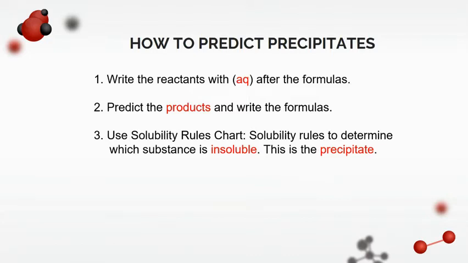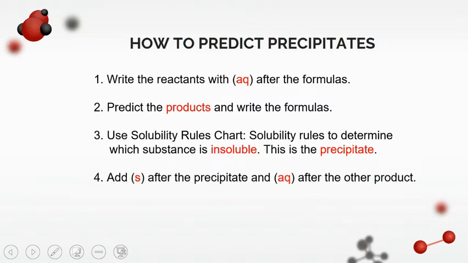Then we're going to use the solubility rules chart, which remember is just on the back of your periodic table, to figure out which substance is insoluble, because this is the precipitate. And then we're going to put the S after the precipitate, because remember, S means solid, and our solid is our precipitate. And we're going to write AQ after the other product because remember, that means dissolved in water. And so this product is going to be the one that is soluble. You should only have one precipitate.